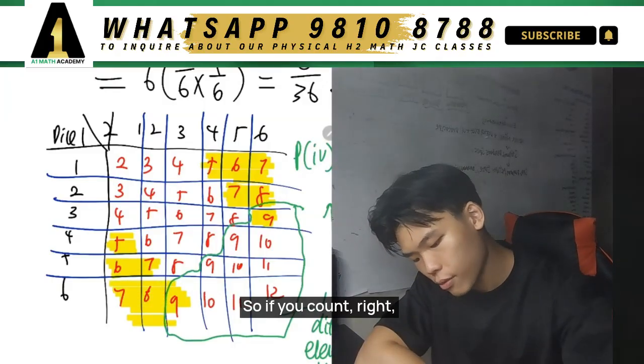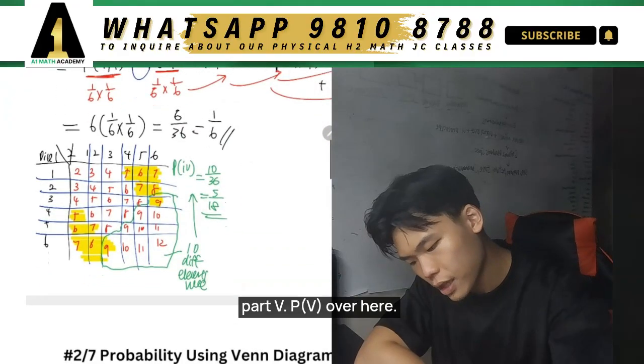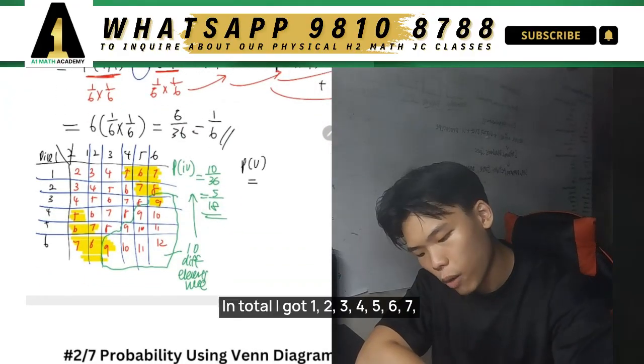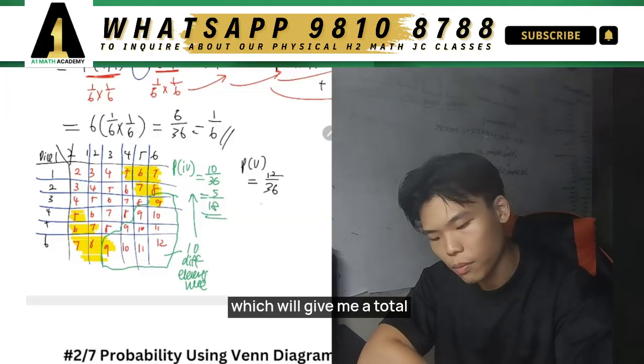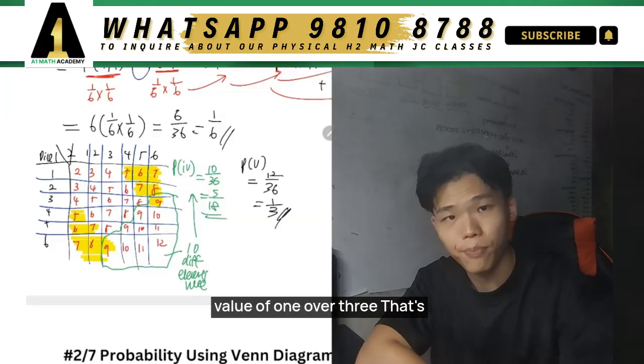So if you count, for the last portion, part V over here, in total I have 1, 2, 3, 4, 5, 6, 7, 8, 9, 10, 11, 12. 12 out of 36, which will give me a total value of 1 over 3 as the final answer.